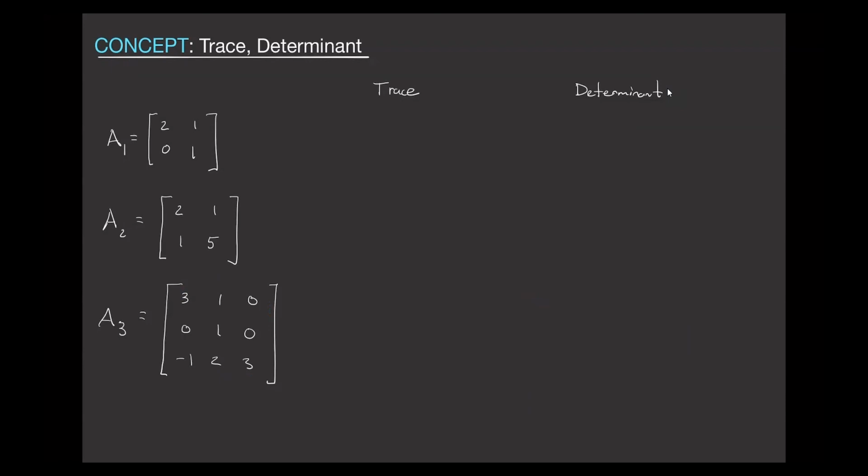Yeah, if you just put in chat what you think the trace and determinant are for the first one, the second one, the third one. If you're not sure on them, you can just say not sure, but just to get a sense of where everyone's at.